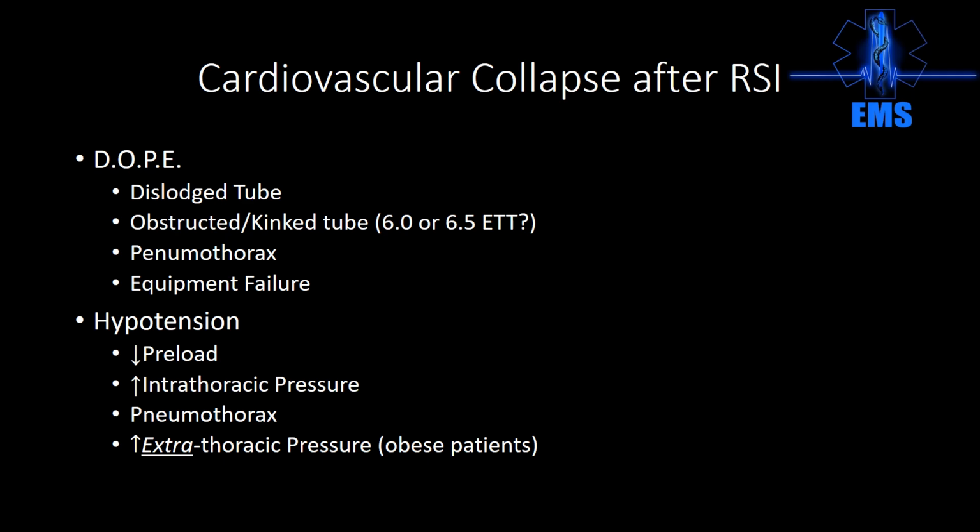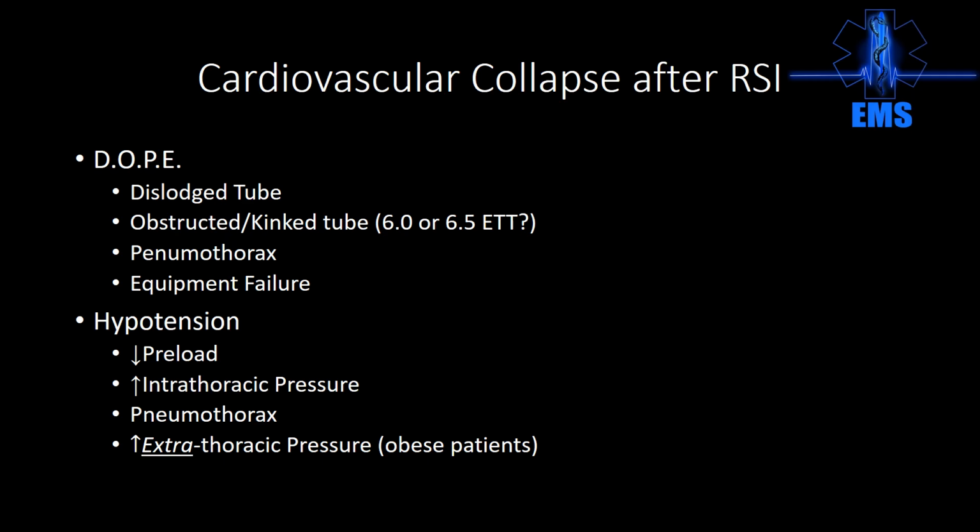Cardiovascular collapse after RSI. The DOPE mnemonic comes into play here. So this is somebody who starts to desat and may become hypotensive. First thing you want to do is check for a dislodged tube. Make sure the bag valve mask is still connected. If they're connected to a ventilator, you want to run the circuit. Make sure the circuit's connected.